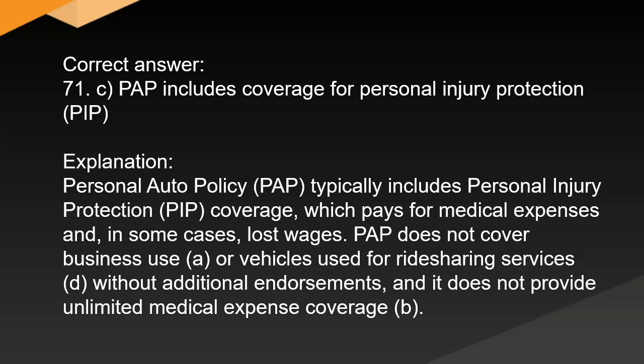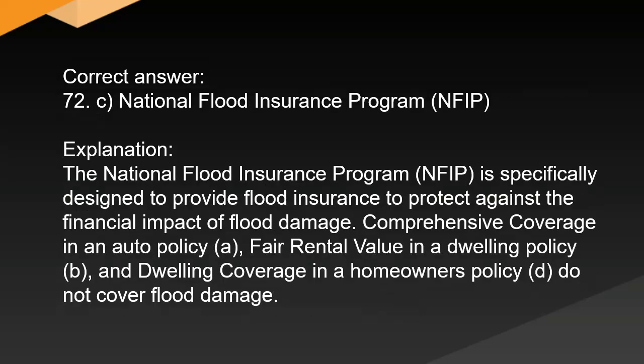Correct answer: C. PAP includes coverage for personal injury protection, PIP. Explanation: Personal auto policy, PAP, typically includes personal injury protection, PIP, coverage, which pays for medical expenses and, in some cases, lost wages. PAP does not cover business use, A, or vehicles used for ride-sharing services, D, without additional endorsements, and it does not provide unlimited medical expense coverage, B.